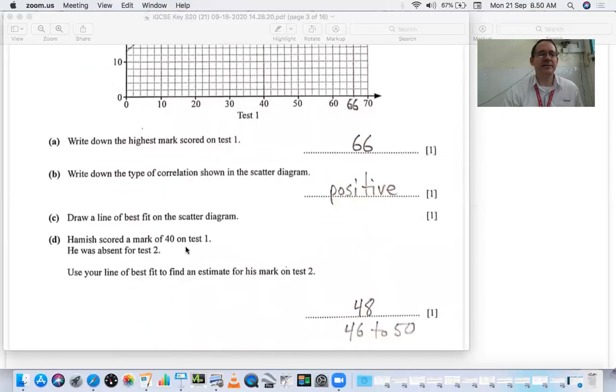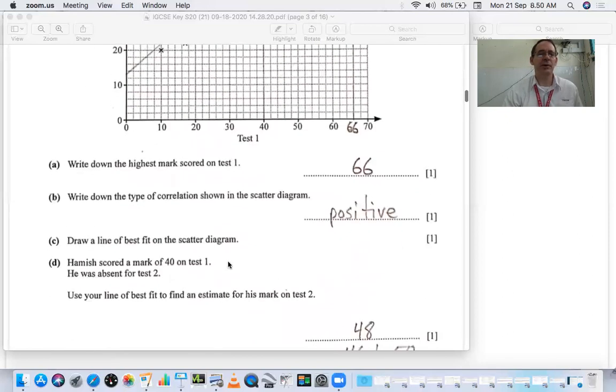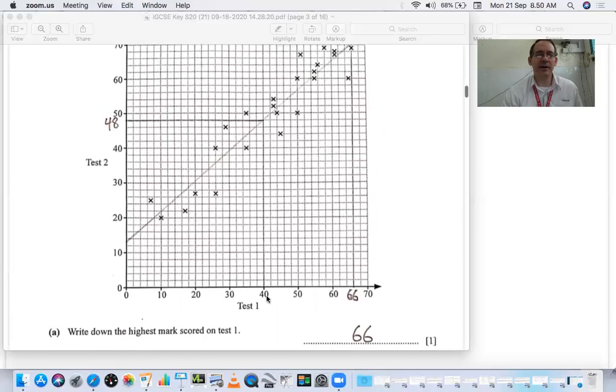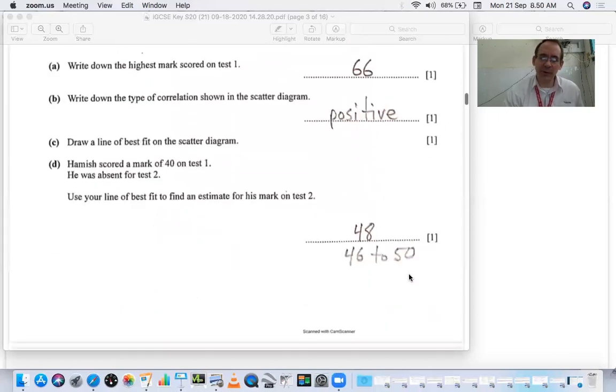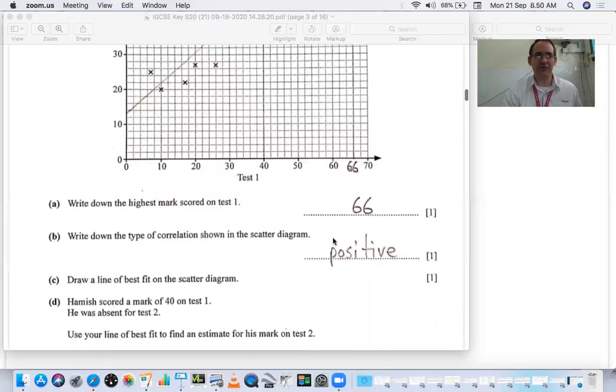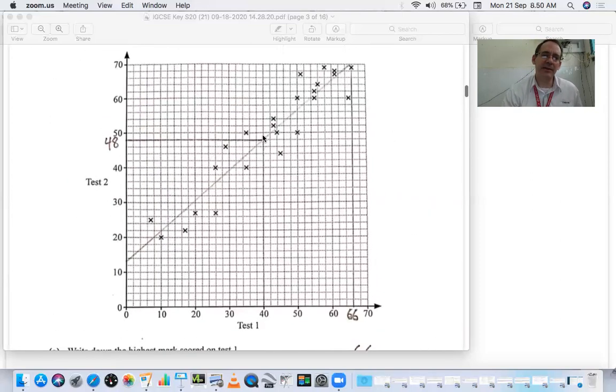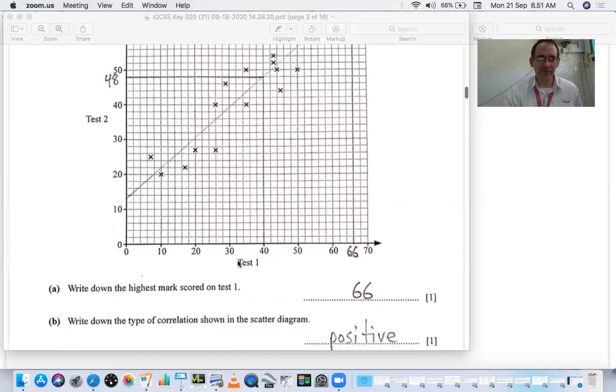Then it says, Hamish scored a mark of 40 on test 1. He was absent for test 2. Use your line of best fit to estimate his mark on test 2. So test 1 was a 40. If I draw from 40 on test 1 up to this line of best fit, then an approximation for his second score would be 48. And they allow a window between 46 and 50, meaning your line could have been a little bit up or a little bit down. This is about the window that you have for your line of best fit.